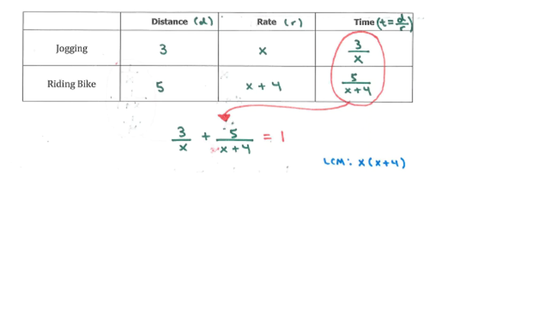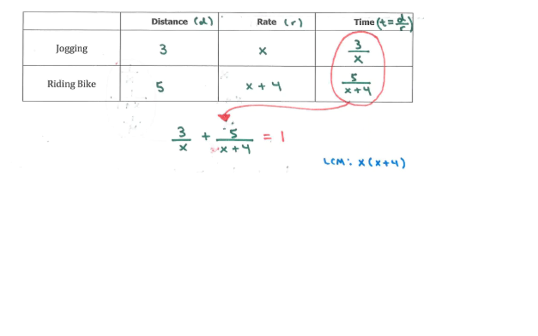So as you can see here, we have an LCM already provided for us. It's x times quantity x plus 4. And the first thing we're going to do to carry on with the rest of this problem is distribute that to every fraction involved in this equation.